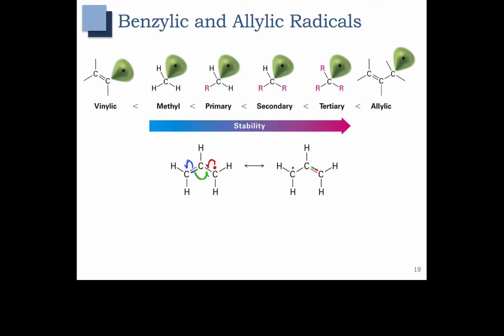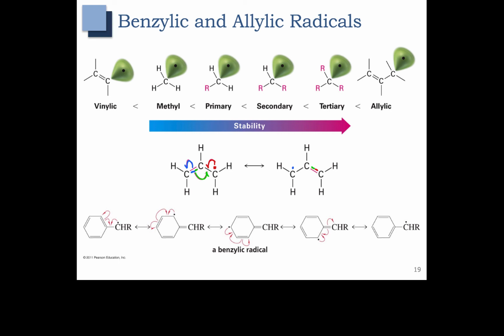This shows how we would draw a resonance structure for an allylic radical. The radical in red here joins with half of the pi bond in green to form the carbon-carbon pi bond on the right, and the other half of that left carbon-carbon pi bond becomes the blue radical.